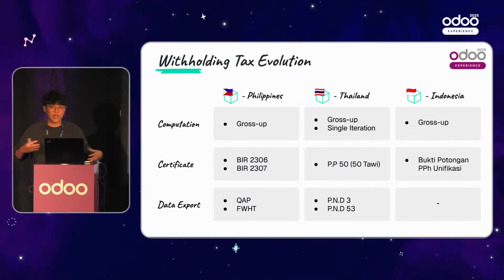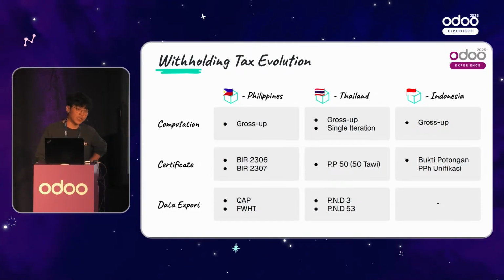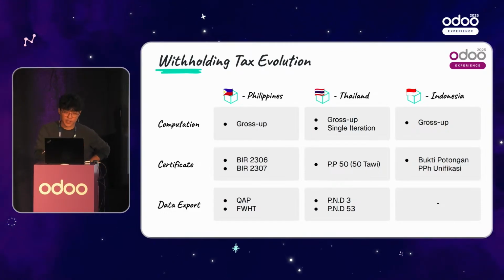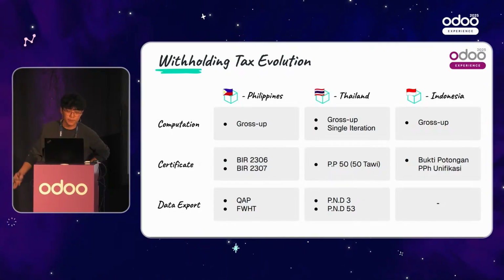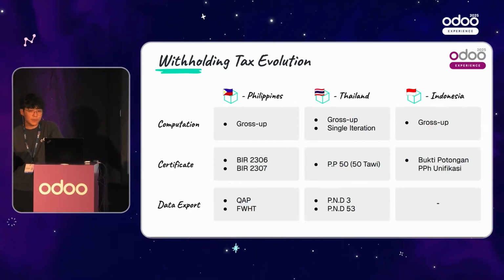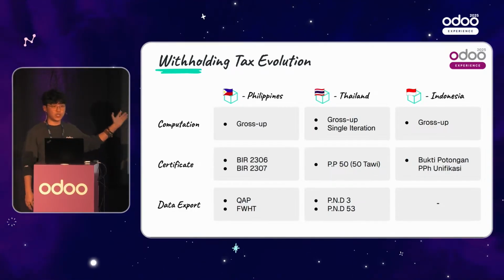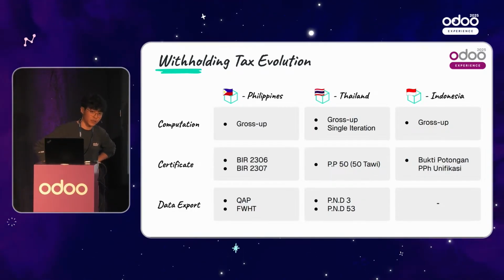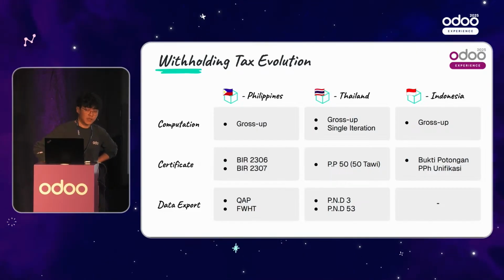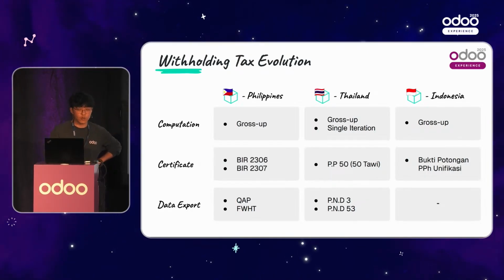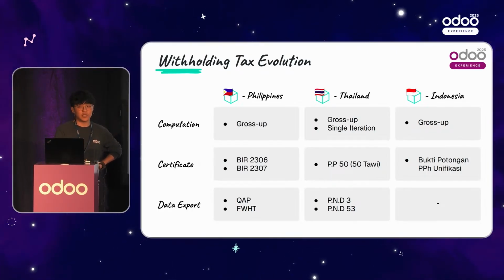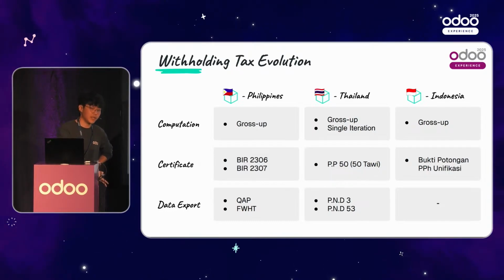So for all these withholding tax certificates, for the Philippines, we have already started working on BIR 2306 and 2307. We will be starting soon on the 50 Tawi, which is for Thailand, and also for Indonesia. And on data export, for the Philippines, one of the things that we pushed is that we already support direct export of .dat, but that is for the expanded withholding tax and creditable withholding tax. We also want to support final withholding tax better, which is the next part of the plan for the Philippines as well.